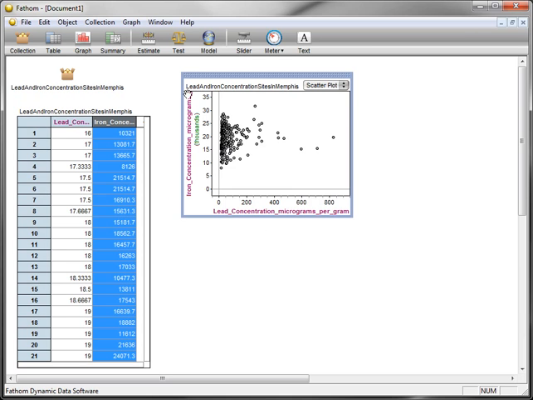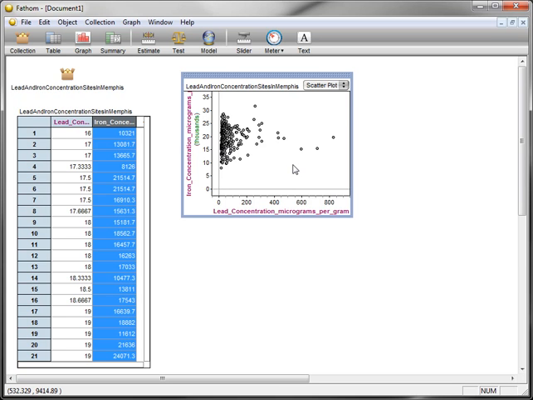So we have on the x-axis the lead concentration in micrograms per gram and on the y-axis the iron concentration in micrograms per gram. Notice that Fathom has detected the difference in the orders of magnitude of these two attributes, and it's actually representing the y-axis in units of 1,000. So 25 right here corresponds to 25,000.